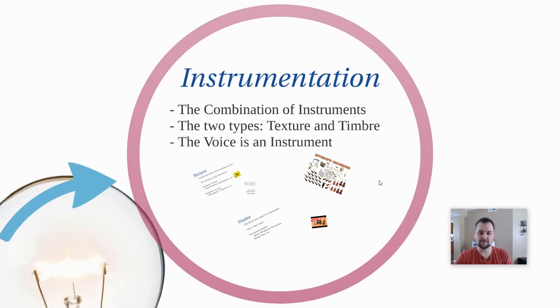Today, we're talking about instrumentation. Instrumentation, simply put, is the combination of instruments, how we combine instruments in a composition. Okay. 2 subcategories within instrumentation: we have texture and we have timbre.